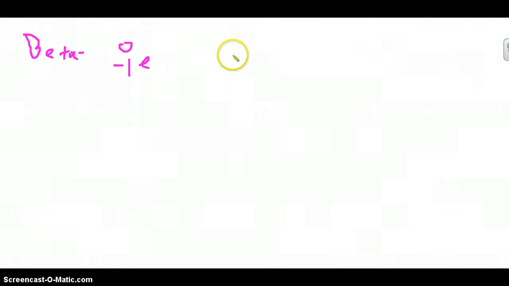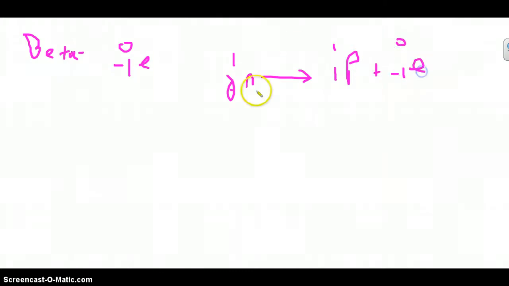So something happened like this. 1 N denotes neutron, and then 1 P plus -1 E is what happened. And typically the ones that have a high neutron ratio are the ones that undergo this as well.